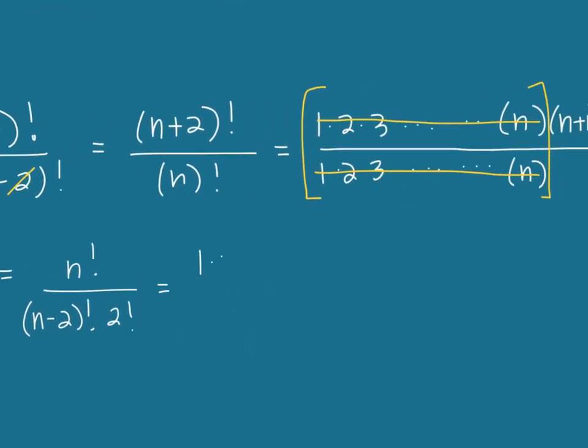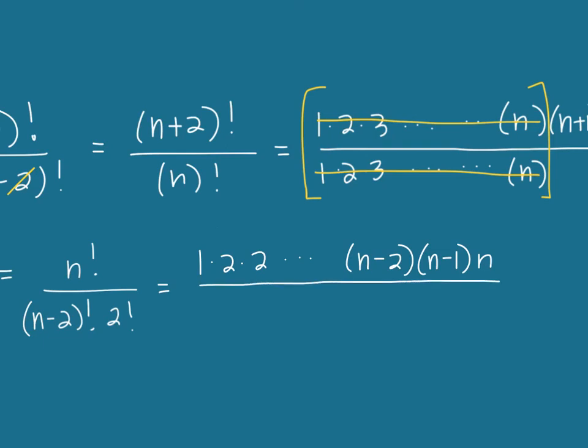So let's write out what that would mean. 1, 2, 3, dot, dot, dot, all the way ending with n. Before that would be n minus 1. Before that would be n minus 2. And all the dot, dot, dots in between. In the denominator, n minus 2 here. 1, 2, 3, dot, dot, dot, ending with n minus 2, so it lines up perfectly. But then I start over, and I also have 2 factorial, which means I start over with 1 and 2.